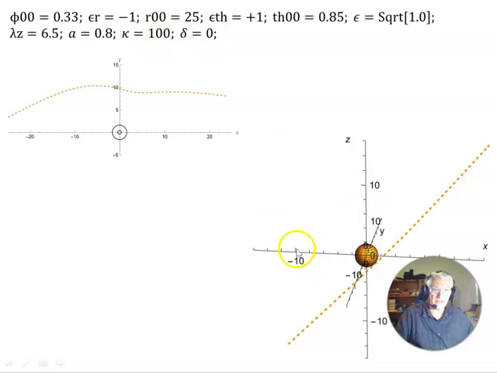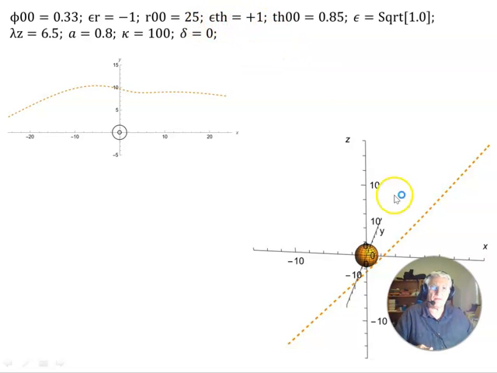Delta is 0 in all cases for this video because we're dealing with null geodesics. A is the spin parameter of the black hole. That's the angular momentum per unit mass. And so phi is the azimuthal angle where we're starting, so 0.33 radians. Epsilon r -1 means it's an inward bound trajectory, so it's starting up here and coming inward. R00 is starting 25 units out. So the starting location is 25 units out.